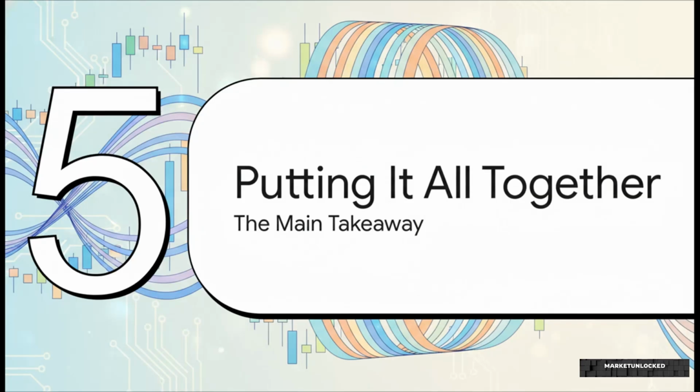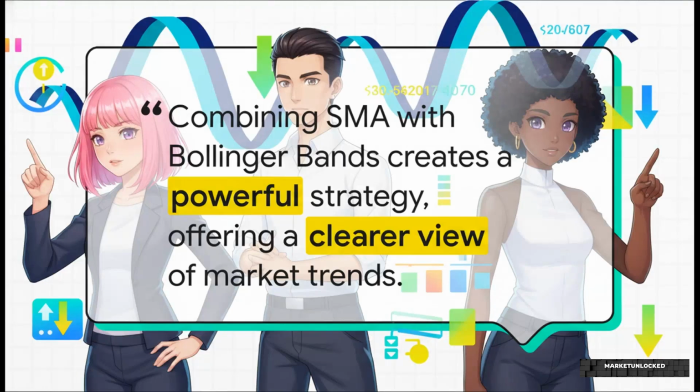All right, let's put it all together. What is the big takeaway here? Look, when you combine these two ideas, trend and volatility, you're not just guessing anymore. You're not just throwing darts at a board. You're using a real, systematic approach to actually read what the market is telling you.